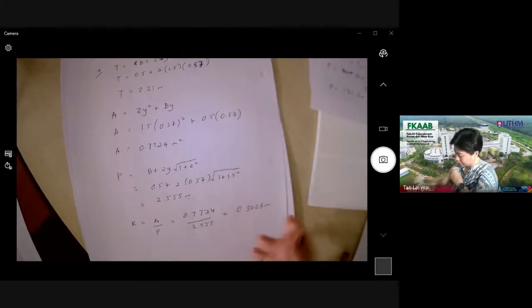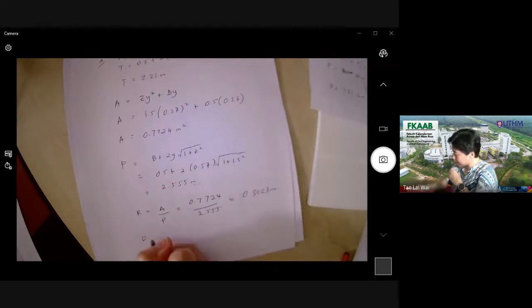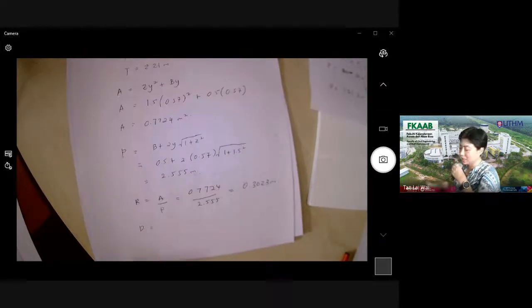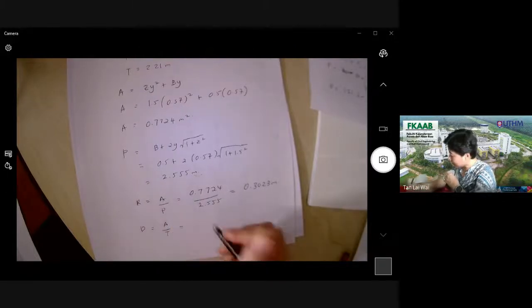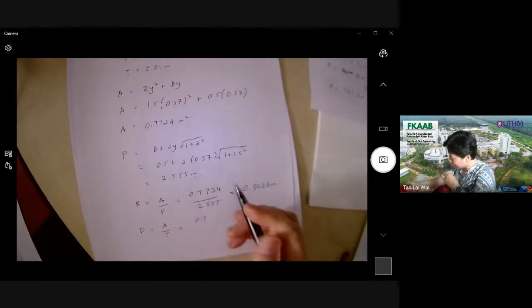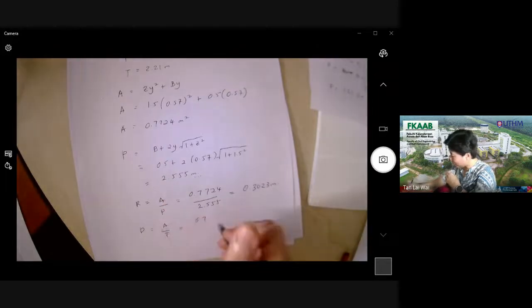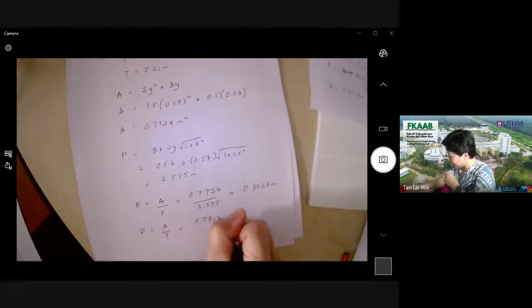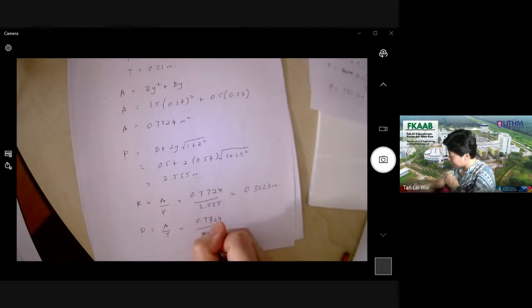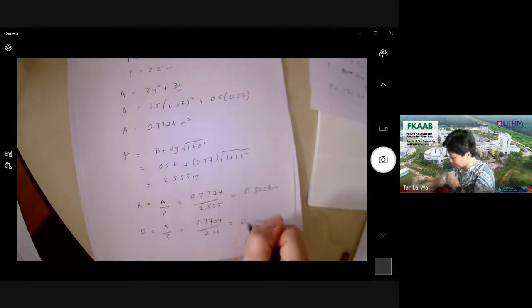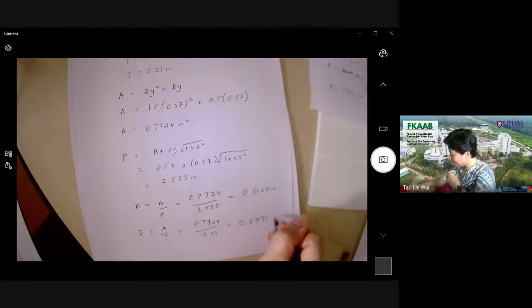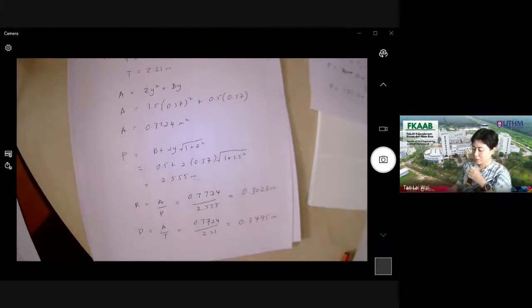Okay. Now this is not diameter. Hydraulic depth is given as A over T, so if you get A wrong, both would be wrong already. So I hope you be careful. So T would be 2.21. This is 0.3495 meter. Alright, so now you are done with the first part.